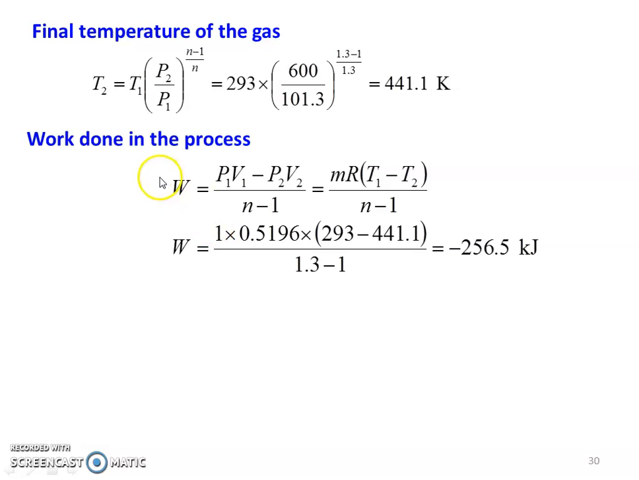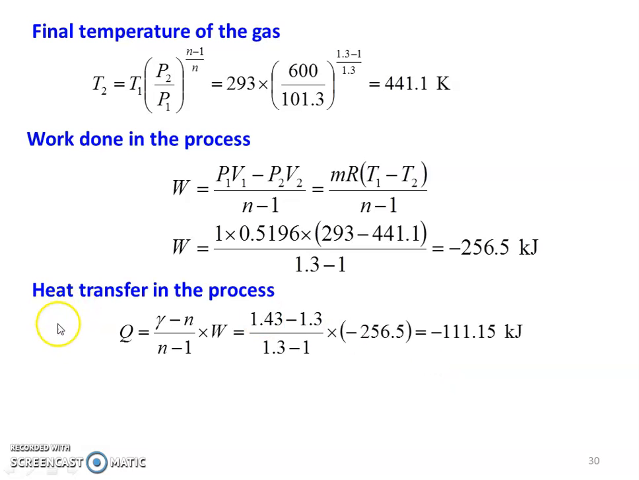Work done for the process, W equal to P1 V1 minus P2 V2 divided by n minus 1. So, it's also equal to mR into T1 minus T2 divided by n minus 1. Substitute in numerical values, m equal to 1 kilogram, 0.5196 into 293 minus 441.1 divided by 1.3 minus 1 equal to minus 256.5 kilojoules.